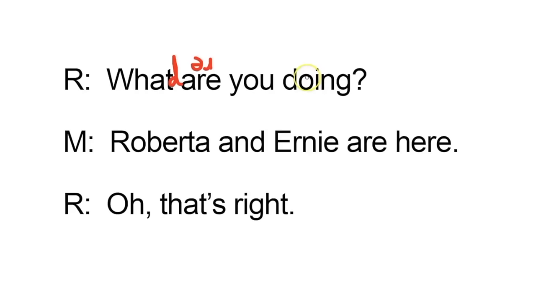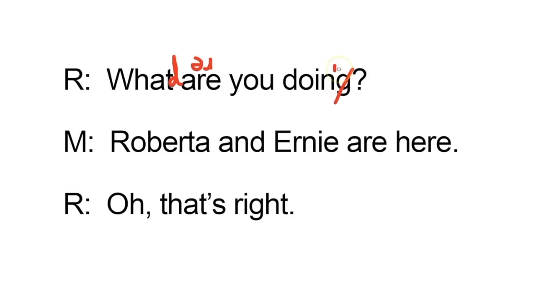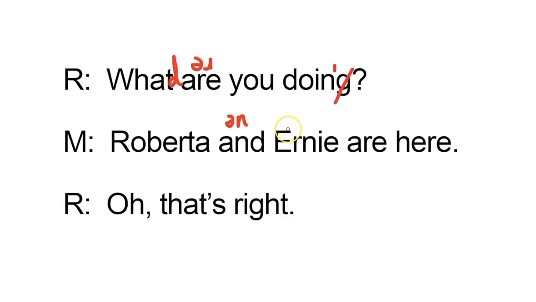What are you doing? I dropped the G to make just an N sound instead of an NG sound. Roberta and Ernie are here. The word and was reduced to N. Roberta and Ernie. Roberta and Ernie are here.